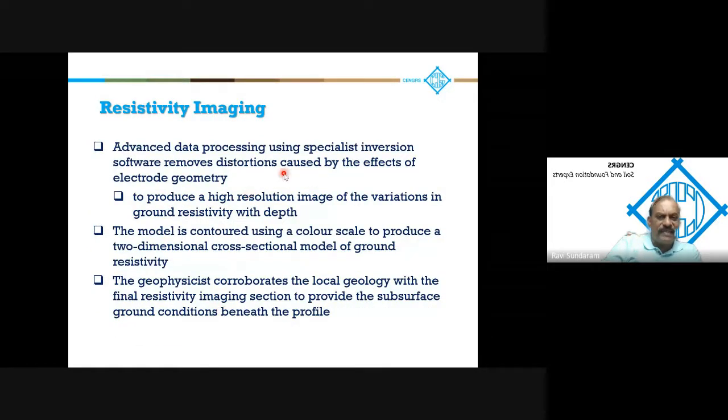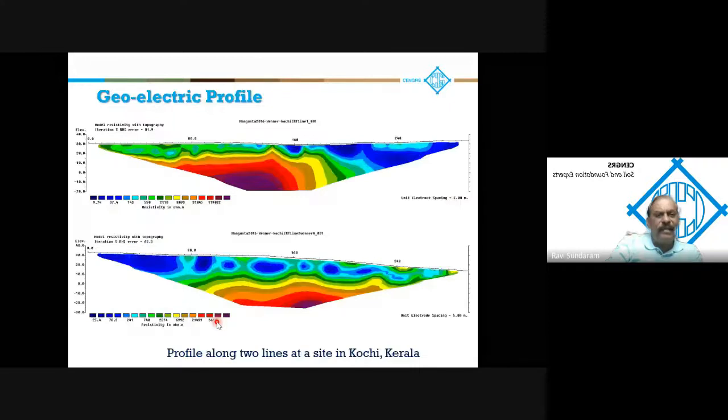Advanced data processing using specialist inversion software removes the distortions caused by the effects of the electrode geometry to produce a high resolution image of the variations in the ground resistivity with depth. The model is contoured along a color scale to produce a two-dimensional cross-sectional model of the ground. The geophysicist then corroborates the local geology with the final resistivity imaging section to provide the actual subsurface ground profile. This is a typical geoelectric profile based on resistivity imaging.